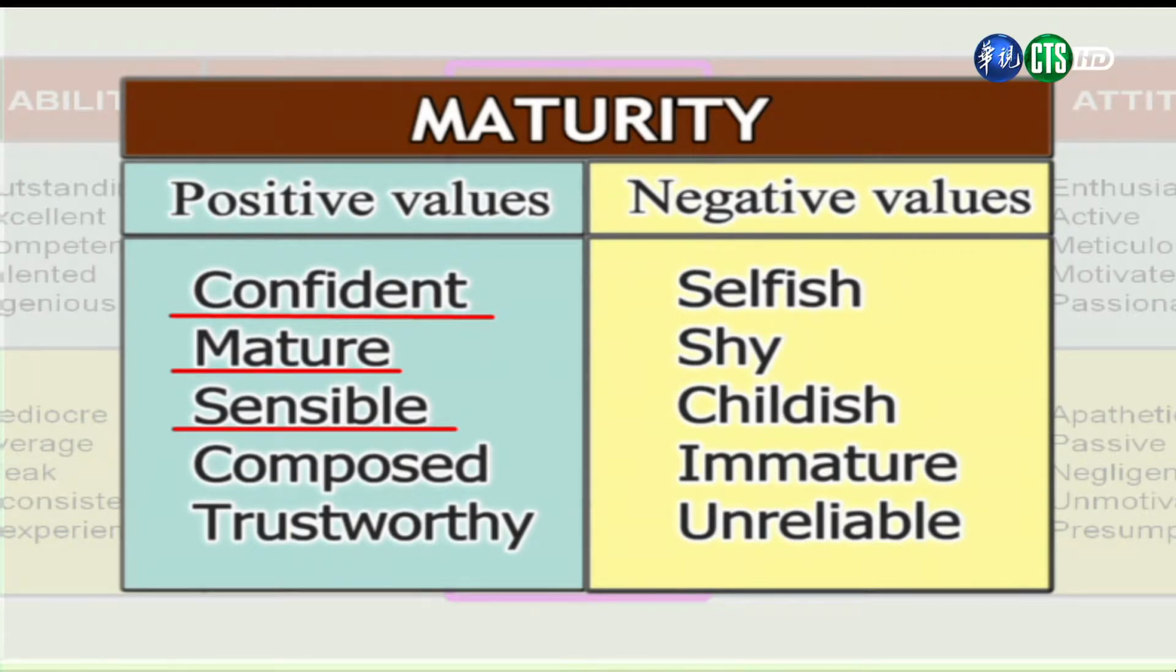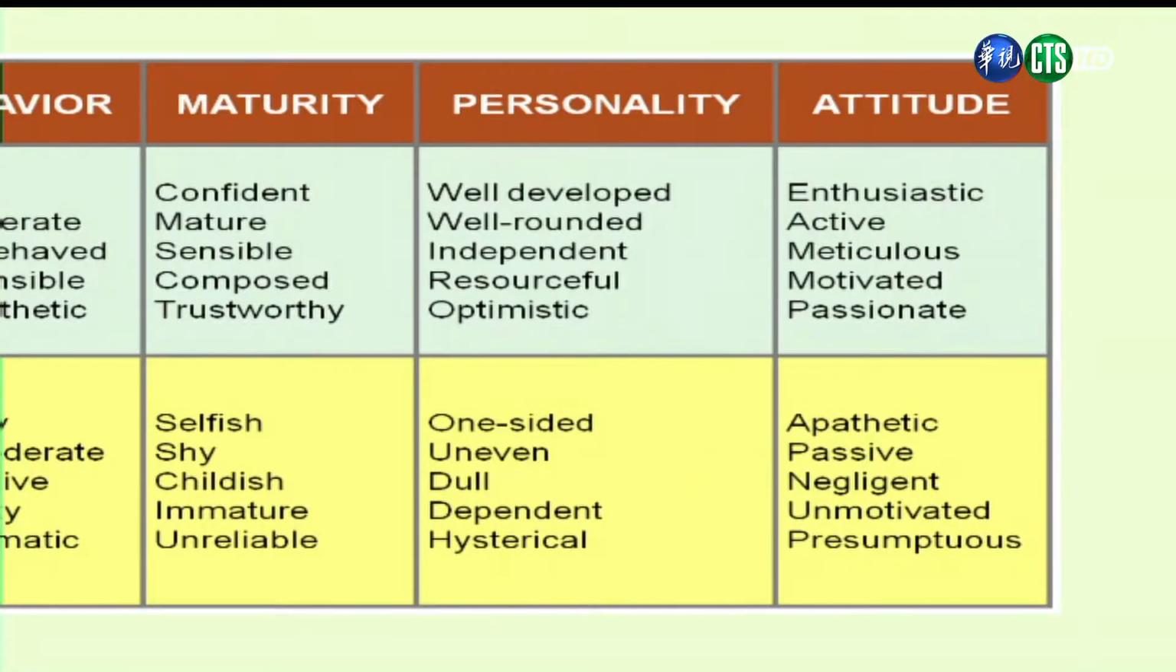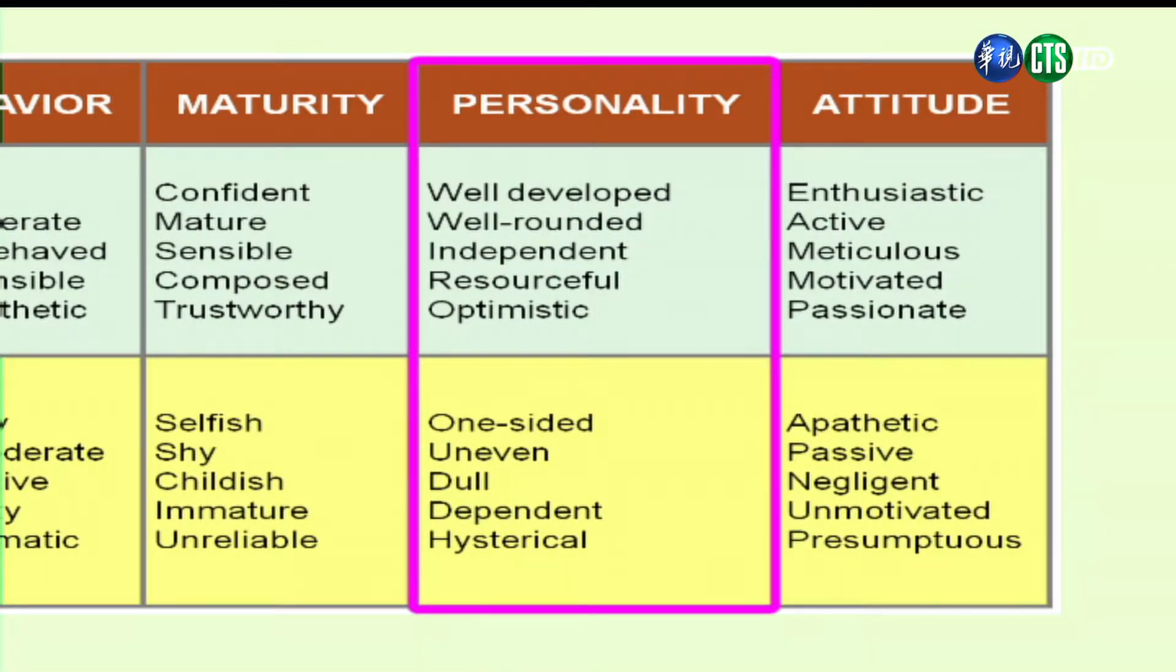All right, and so then if we look at some negative values, we have something like childish. All right, another one is selfish. And immature. All right, let's go on to our next category, which is personality. All right, and this is kind of a general catch-all category that's used to describe what a person is like.